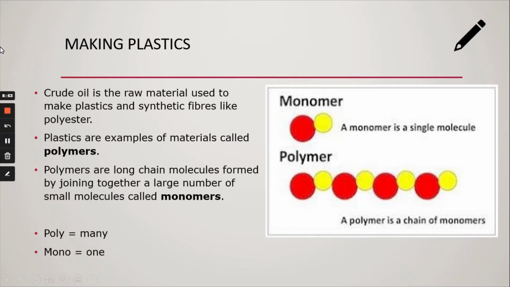Okay, so we're moving on now to the first bit of what I would describe as mandatory knowledge, something you need to know for National 5 Chemistry. We're going to look at making plastics, so you need to write down the information on this slide in your notes to help you remember it.